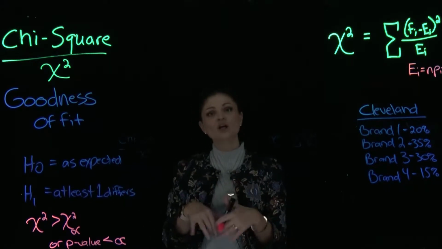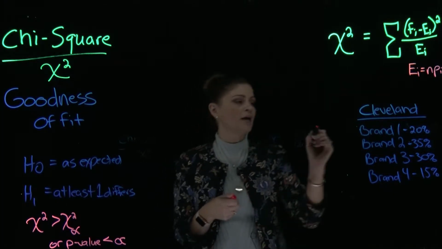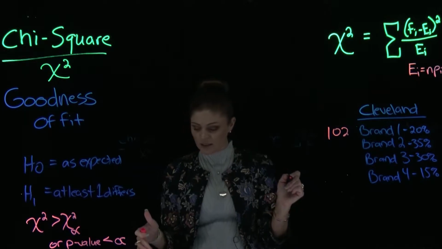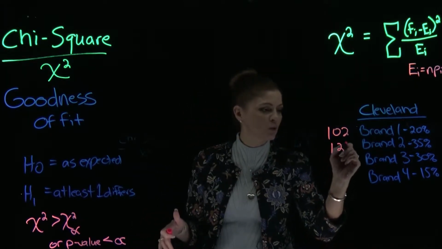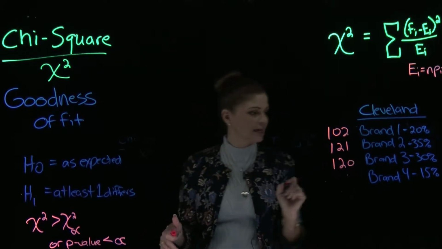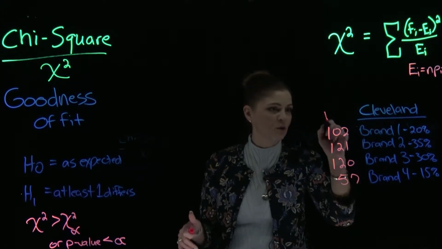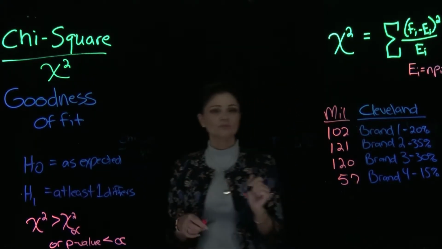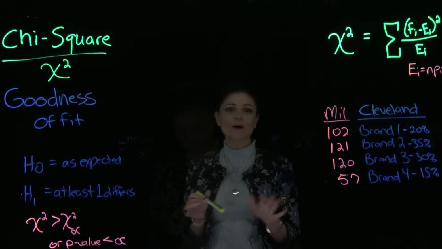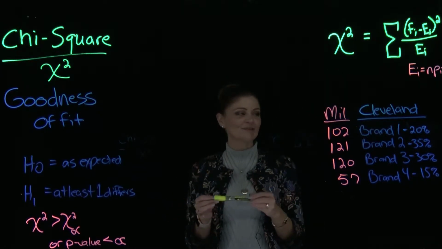Now in Milwaukee, we actually have some numbers to compare it to. So in Milwaukee, for brand 1, we had 102 sales. For brand 2, we had 121. For brand 3, we had 120. And let's say for brand 4, we had 57. And this is Milwaukee. We'll abbreviate that. Okay, so these are our actual observations, and these are our projections. So how are we going to determine this? We're going to take our chi-square goodness of fit test statistic, of course.